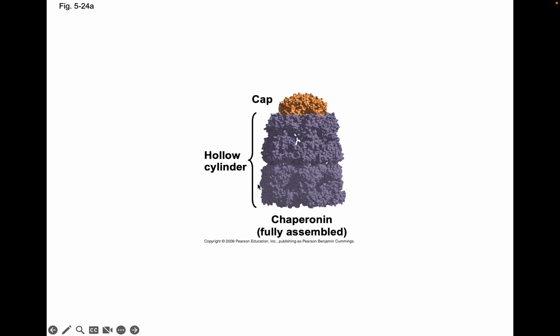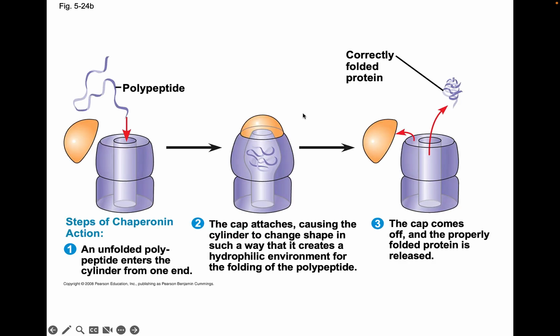So this is what a chaperonin looks like when it's fully assembled. There's a tunnel going through here. This again is a hollow cylinder. These are lots and lots of amino acids that form this tube-like structure with a cap on it. As the polypeptide is produced, the cap is removed, the polypeptide enters through the cap, and then the cap is replaced. That causes the inside of this structure to change shape.